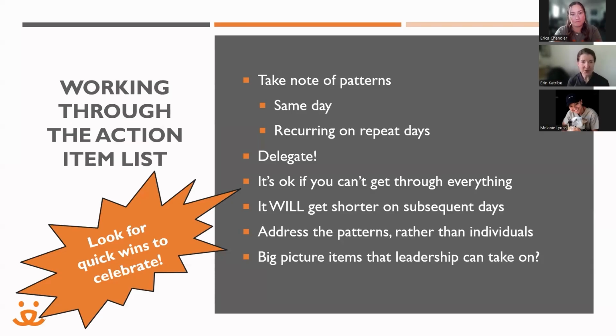Dedicate some time to work through that action item list, right? Take note of patterns, things that are happening that you notice with multiple animals on the same day, or things that are happening on repeat days. So it's happening with different animals day after day after day. Remember to delegate, and it is okay if you can't get through everything. I promise the more that you do this, the list will start to get shorter. Address those patterns rather than individuals, and are there big picture items that leadership can take on to solve for?